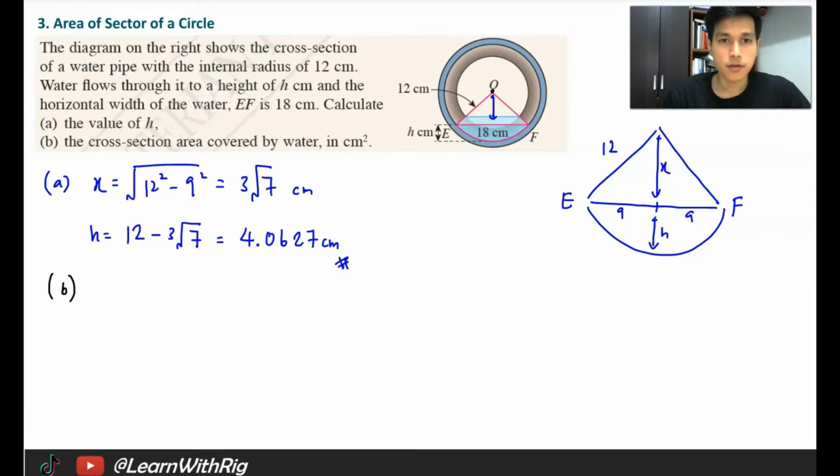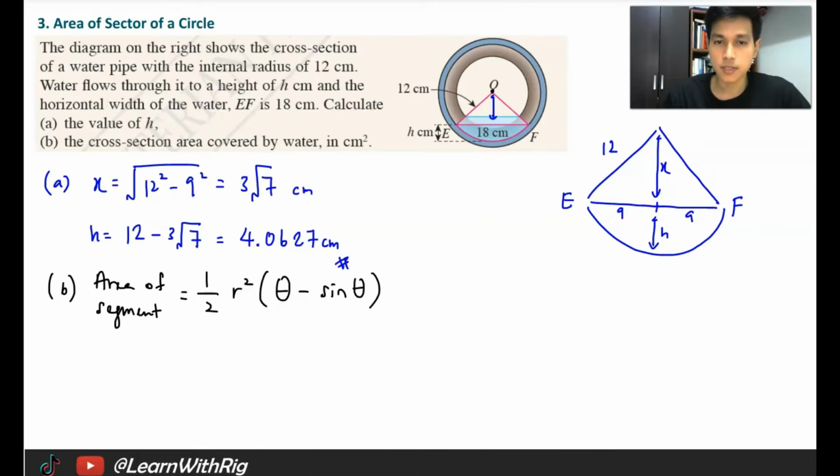Formula is what? Area of segment is 1/2 r square, theta minus sine theta. The first theta is in terms of radian, the second theta is in terms of degree. So now how are we going to find the angle?